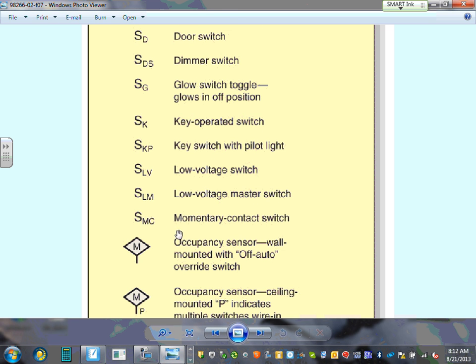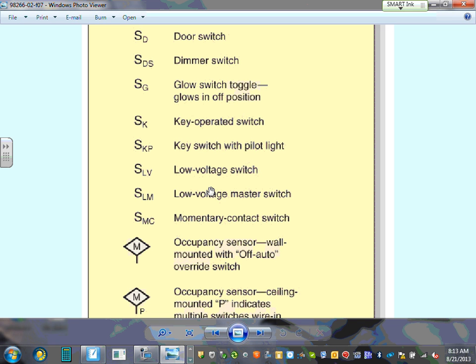Do me a favor. What I would like you guys to do is look at these. If you don't understand what a dimmer switch is, it's a switch that dims. What's a three-way switch? A switch that turns things on from two locations. Double pole switch, a switch that turns two hots, not just one hot. Low voltage switch, these are switches that work at 24 volts.